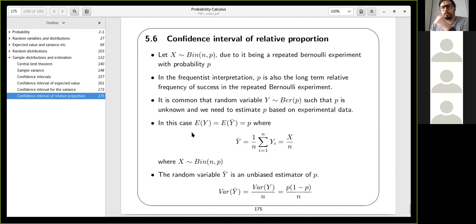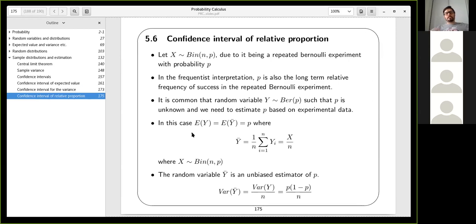Another confidence interval, one more topic, for relative proportion. Let's think about a binomial distributed variable. It's a repeated Bernoulli experiment with probability P. Think of tossing a coin or throwing a dice and calculating how many sixes you get. So you have a certain probability of getting a certain result, and you calculate how many times you get that result. So you either get it or don't.